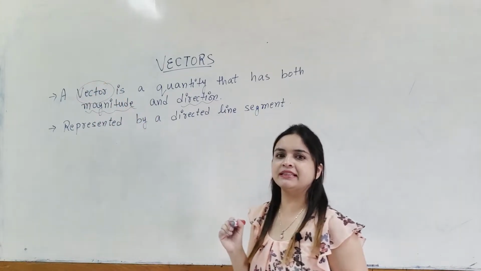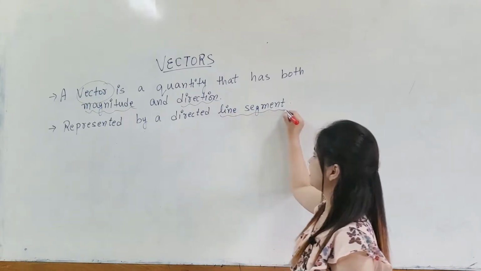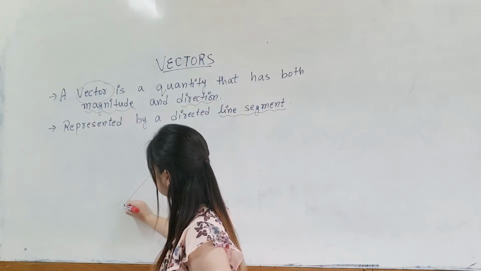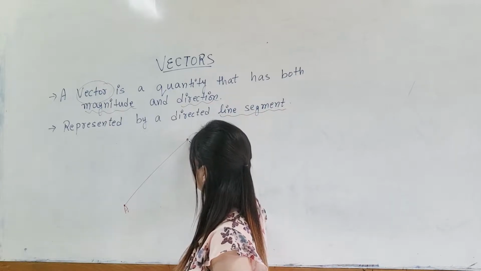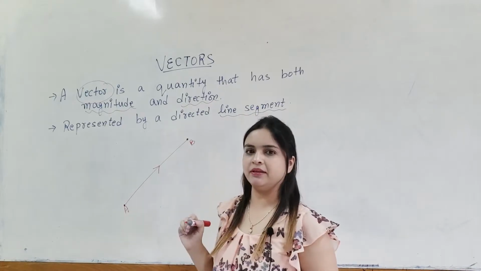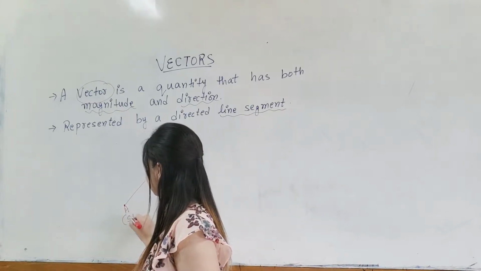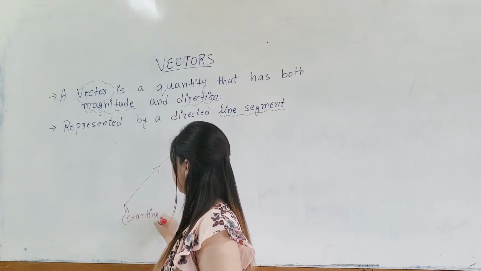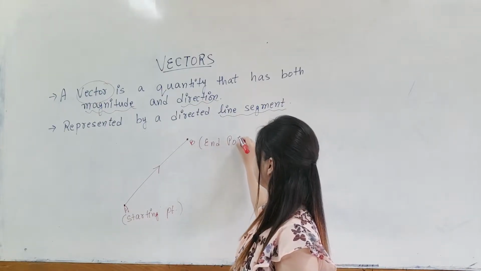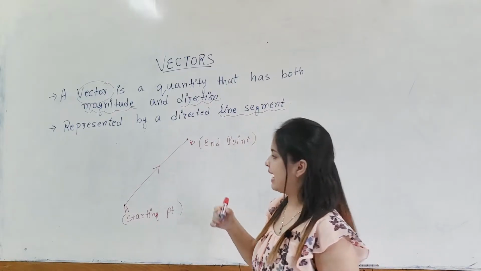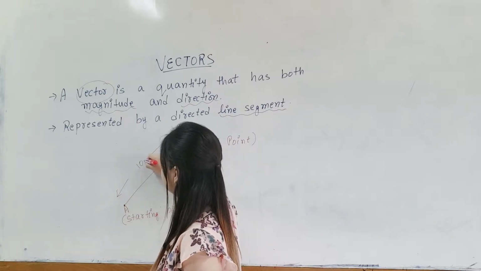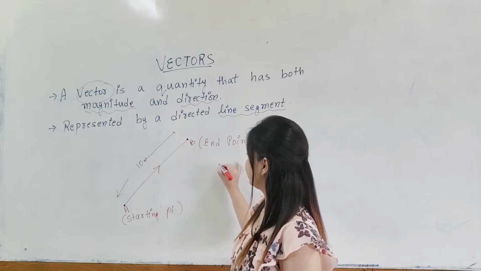Now, how do you represent this vector quantity? We represent this using a line segment. For example, suppose this is my vector AB, and my direction is from A to B. That means A is my starting point and B is my end point. Suppose I specify the magnitude as 10 meters. So my vector is AB.